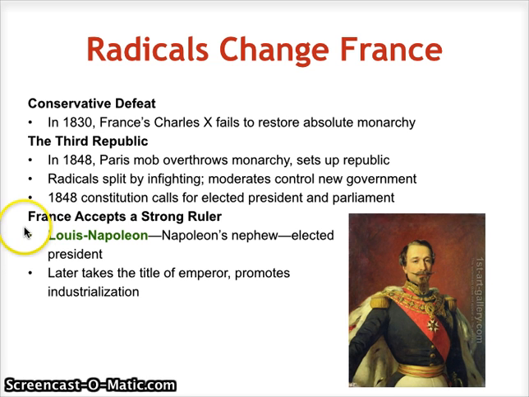We do have Louis Napoleon, Napoleon's nephew. He actually ends up being the elected president. If we remember Napoleon, of course we remember Napoleon. Well, now his nephew ends up being the president of France. But he follows in Napoleon's footsteps and takes the title of emperor, and he ends up promoting industrialization in France. The reason they elect Louis Napoleon is they know that he is a strong leader like his uncle was.